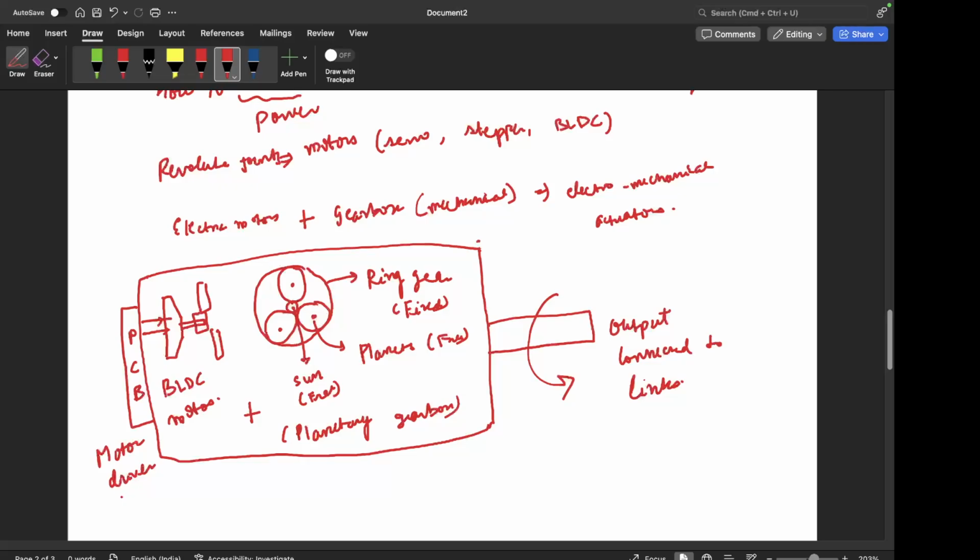So basically, these three things are there in the actuator, from the motor driver, which is again connected to the onboard computer from where the commands come. So motor driver, then the BLDC motor, and then the planetary gearbox, and then the output of the actuator. So this entire thing collectively is the actuator, right?